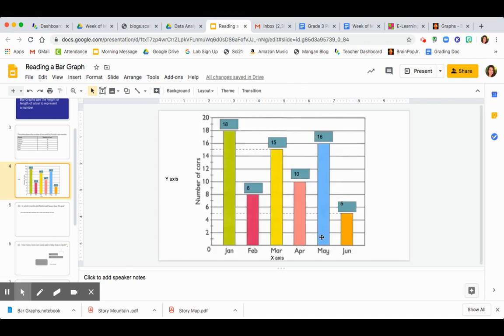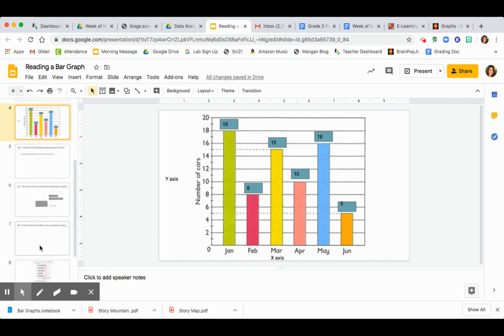Now, when you go back to your graph, you can also see that. Let's look at May and April. If I count 2, 4, 6, you'll see the difference is 6 here on the scale between 10 and 16. Let's go to our next one.